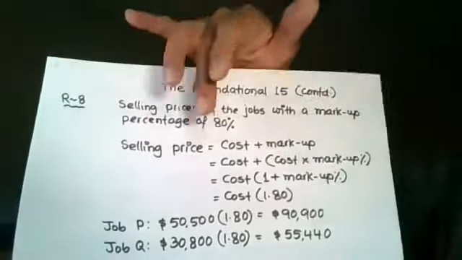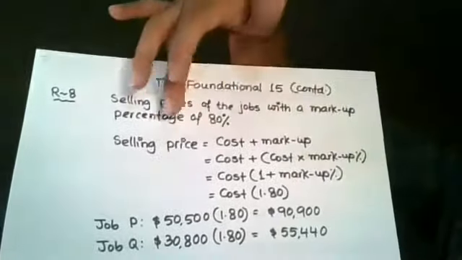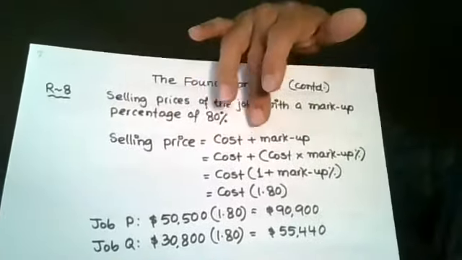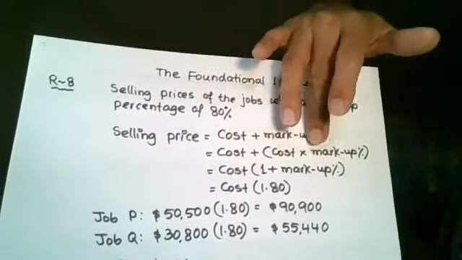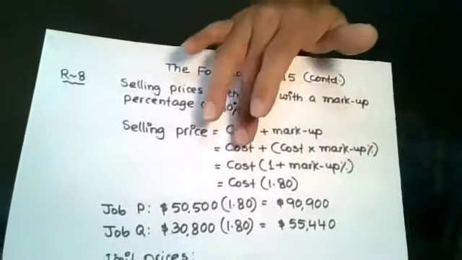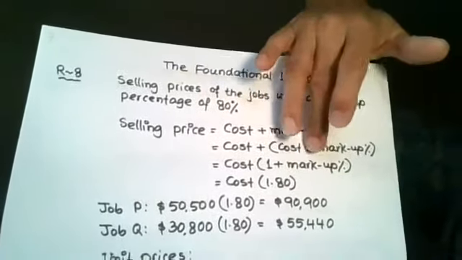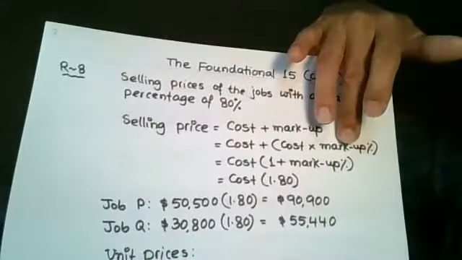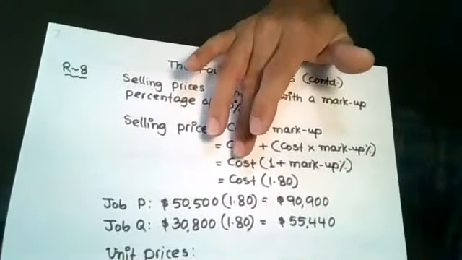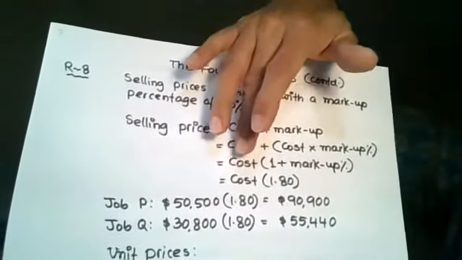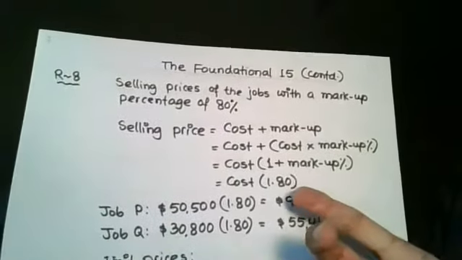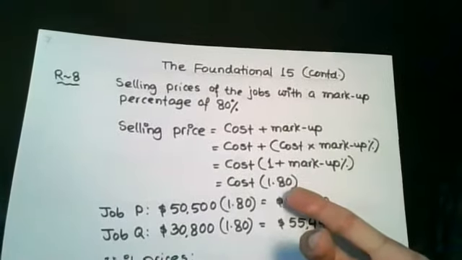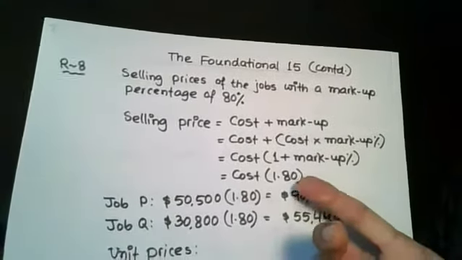That was the question. So I wrote this little formula. It says selling price equals cost plus markup. That means cost plus cost times the markup percentage. Because the amount of markup is based on your cost times the markup percentage. So if we take cost as common, that means cost times 1 plus markup. In our case, it's 80%, so cost multiplied by 1.8. That will give us the selling price.